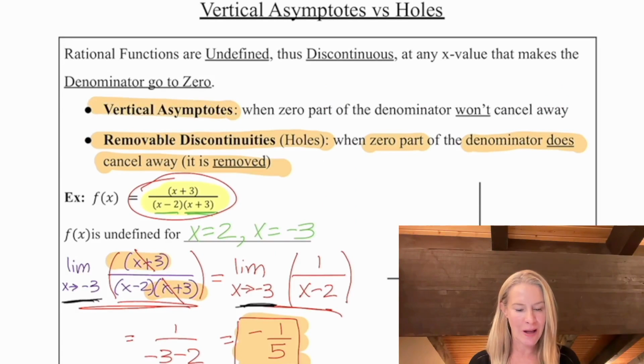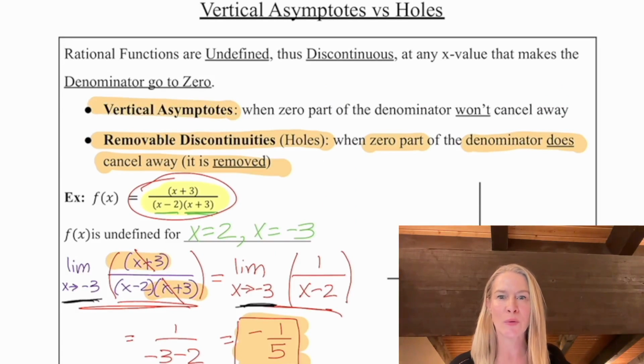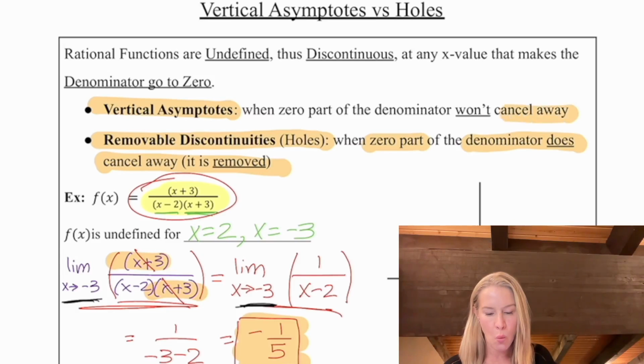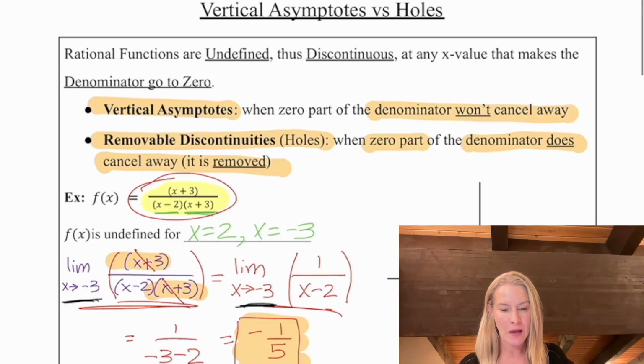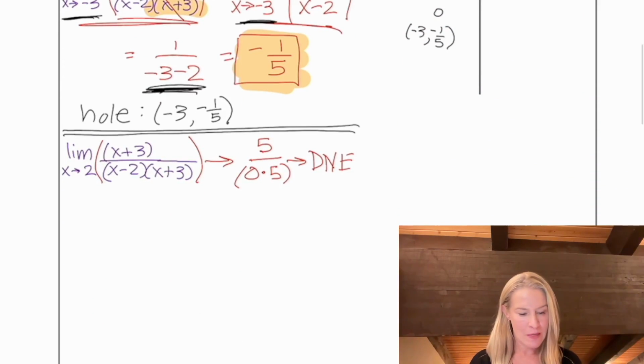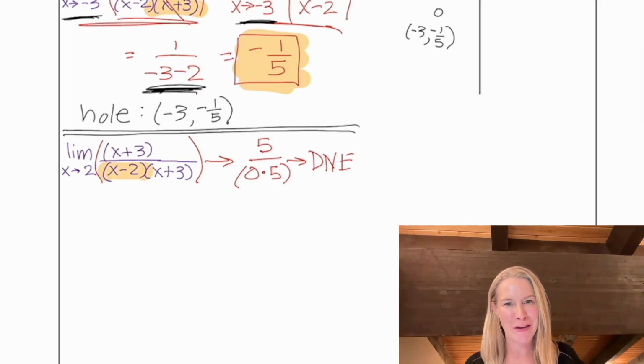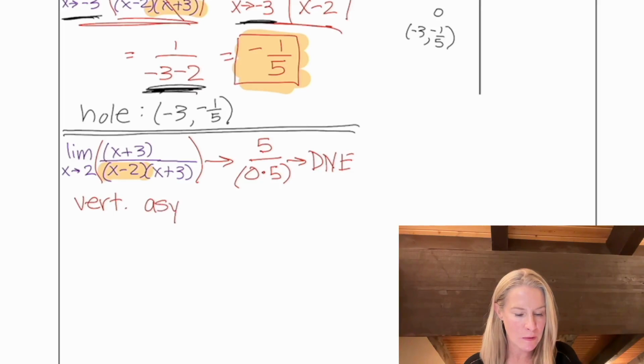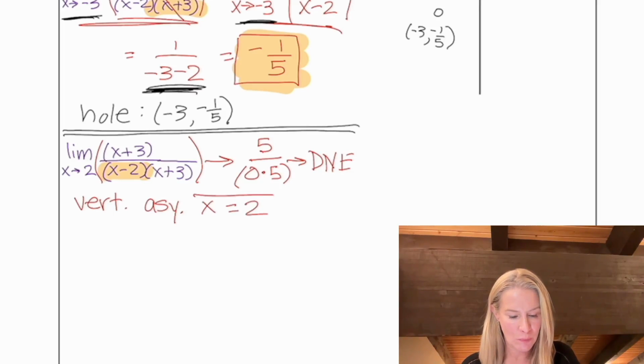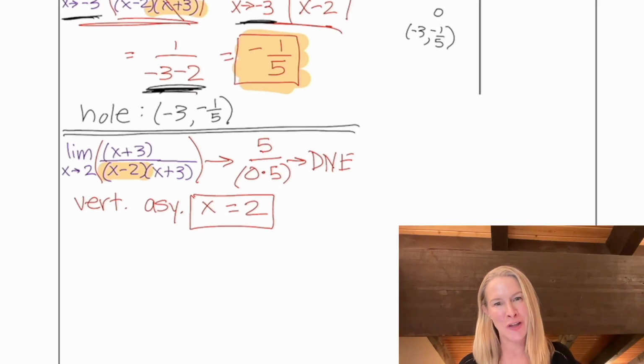What this does tell me is that I have a vertical asymptote, because that's what happens when the 0 part of the denominator won't cancel away. You'll notice that x minus 2 does not have a counterpart in the numerator, so I can't cancel it away. But I do know I have a vertical asymptote at x equals 2. And I'll go ahead and sketch that on the graph now.